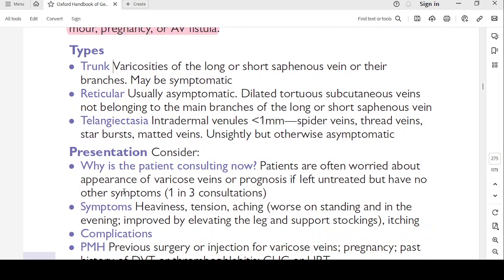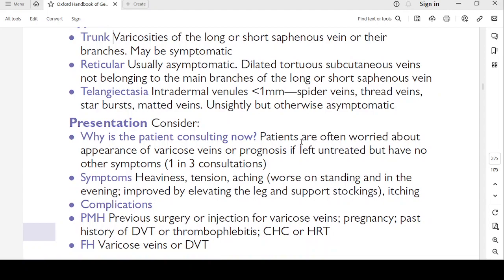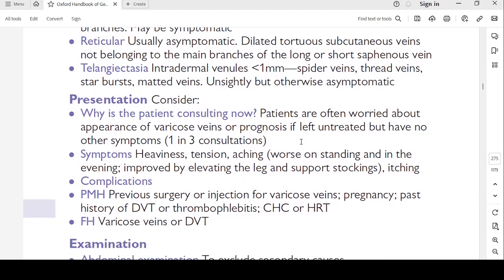Presentation: consider why is the patient consulting now? Patients are often worried about the appearance of varicose veins or prognosis if left untreated but have no other symptoms. 1 in 3 consultations. Symptoms: heaviness, tension, aching, worse on standing and in the evening, improved by elevating the leg and support stockings, itching.